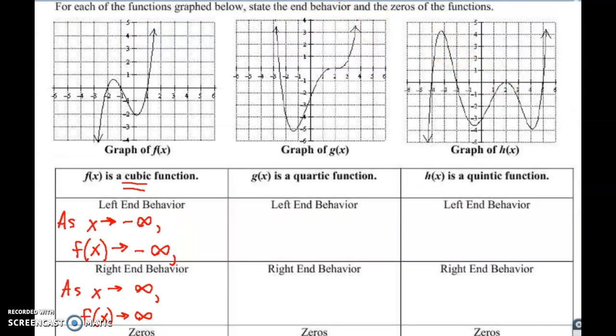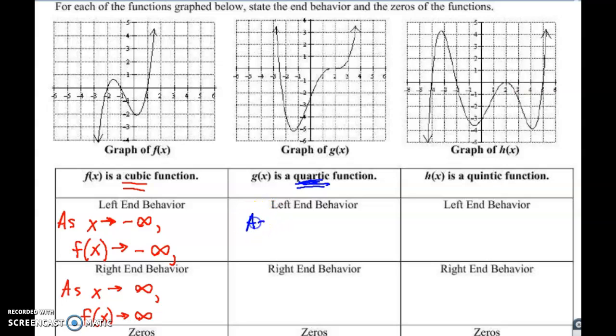Now looking at the next one, let me just switch colors for you. This time they tell you it's a quartic. That's a to the 4th power. In case you didn't know, quart is a prefix for 4. There's 4 quarts in a gallon. There's 4 quarters in a football, basketball game. 4 quarters make $1. There's a reason why we say that.